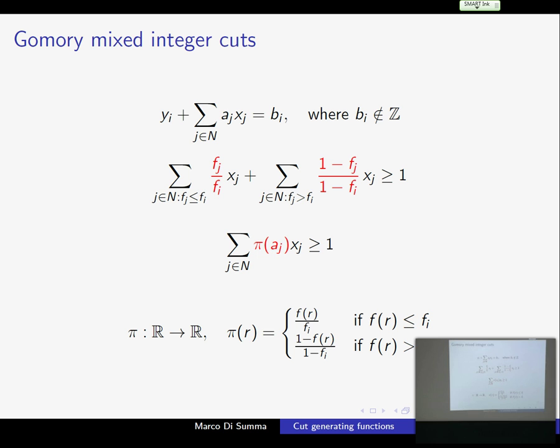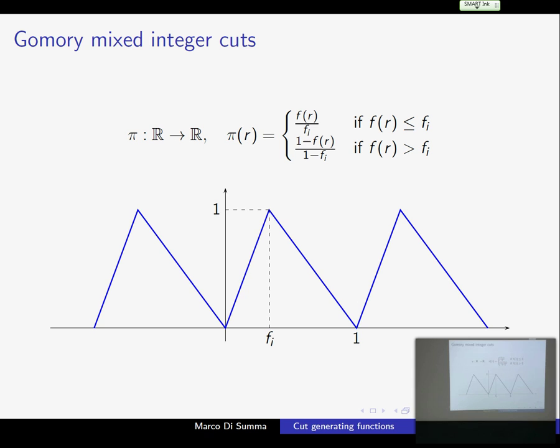So this is a special cut generating function. You can draw the plot of this function. If you do it, you find this function. It is, of course, periodic modulo 1, because you only play with the fractional parts. And you can check that this is exactly the shape of this function.